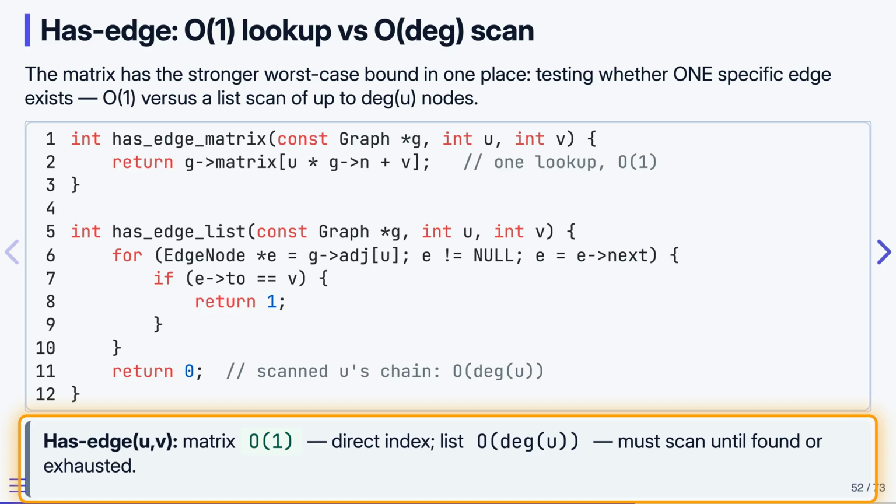So for has edge, the matrix is big O of 1, and the list is big O of the degree of U. This is the one operation where the matrix has the stronger worst-case guarantee, no matter the density. The list may need to scan up to the degree of U nodes.